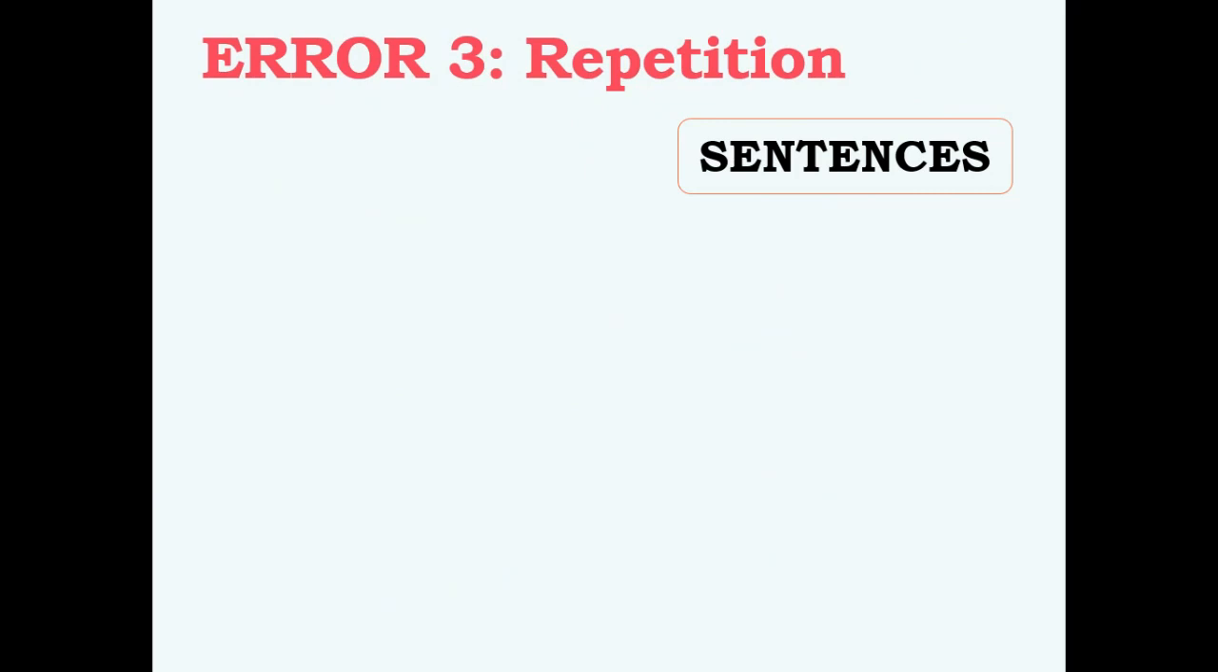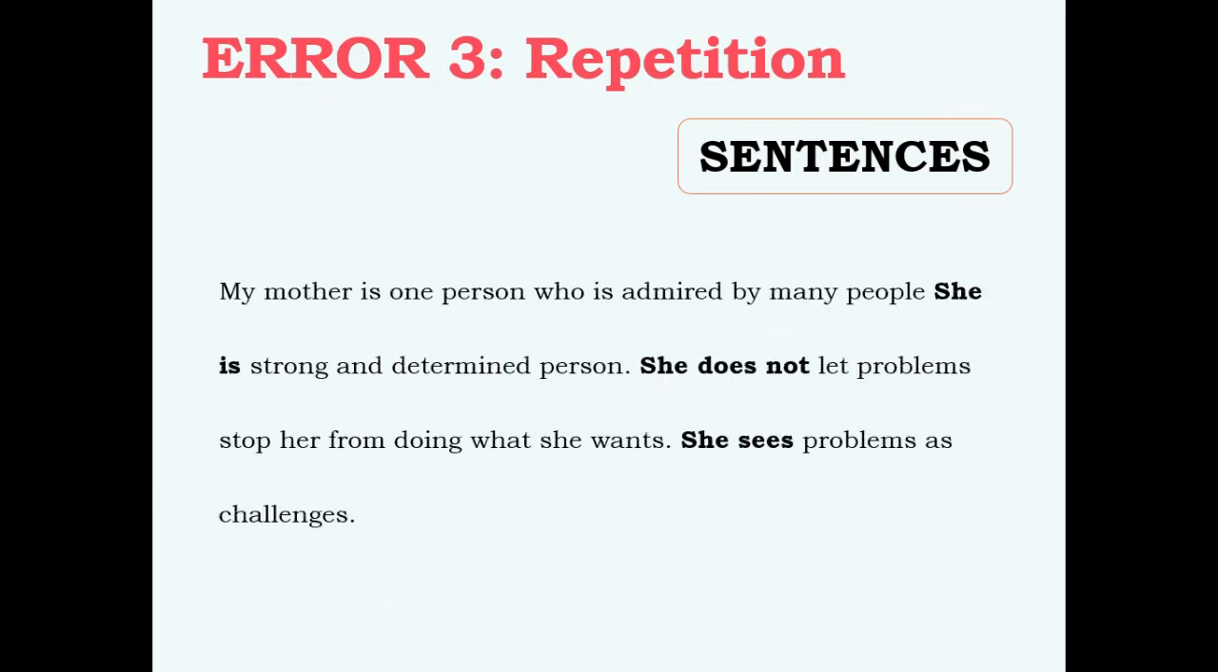Okay, next, arbitrary repetition of sentences. So they may repeat the sentence. So what do I mean by sentence here? So if you see here, my mother is one person who's admired by many people. She is, she does not, she sees. So it's the same style of sentence repeating, she.